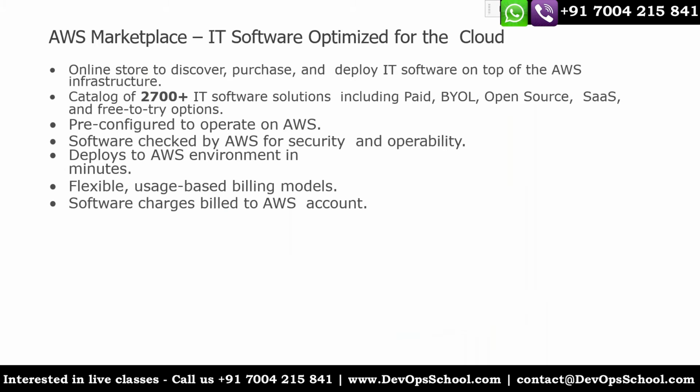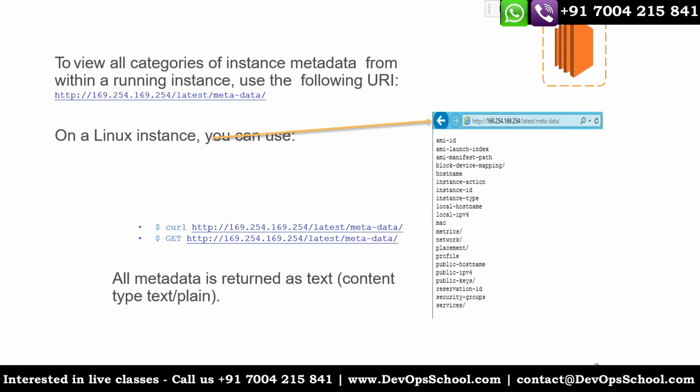Now, I have shown you AMIs. You can get them from the marketplace also, and you can buy software from there for your use. You can bring your license also. So many things can be done.